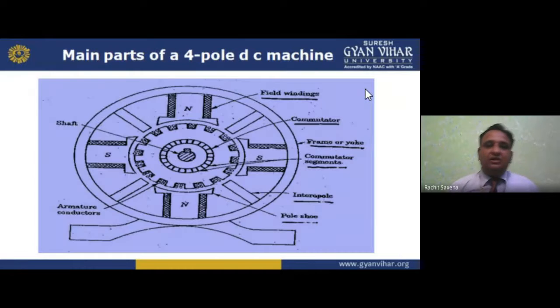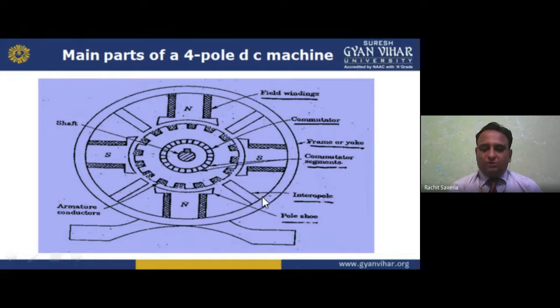Now moving forward, these are the main parts of a 4-pole DC machine. I am showing in a very simple manner 4 poles: north, north, south, south. So we have 2 poles and 2 poles, 2 plus 2, that is 4 poles. Now these are the field windings. That is the commutator, that is the shaft, and this is the armature conductors. Then we have the commutator segments, and the frame or yoke.